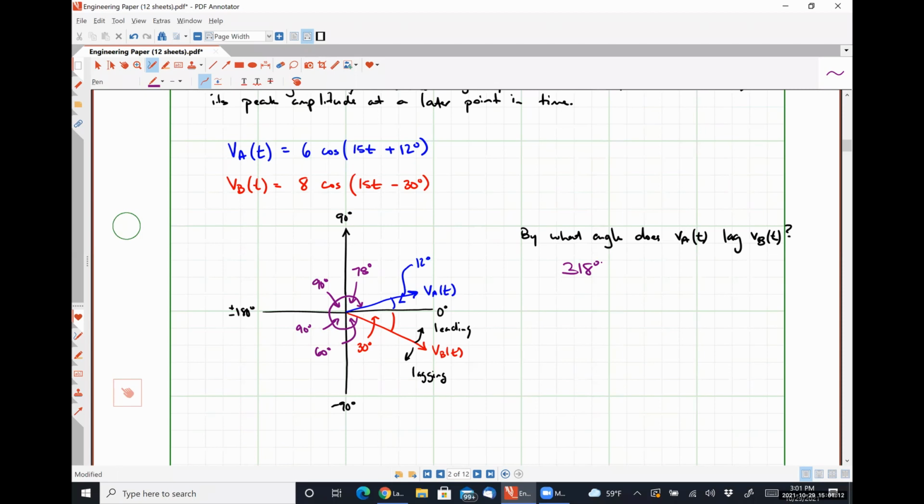So if we want to know by what angle VA lags VB, we look at where VB is, and then we start measuring from VB in a clockwise direction. So we start here. Let me fix my axes real quick. So we start at where VB is at, and then we just keep going all the way around until we hit VA. So when we're going in a clockwise direction, we're measuring lagging. We're measuring in a counterclockwise direction, we are measuring leading.